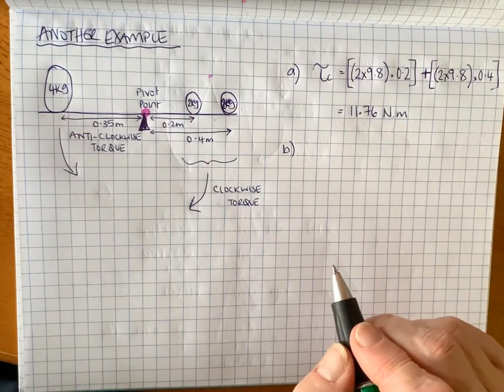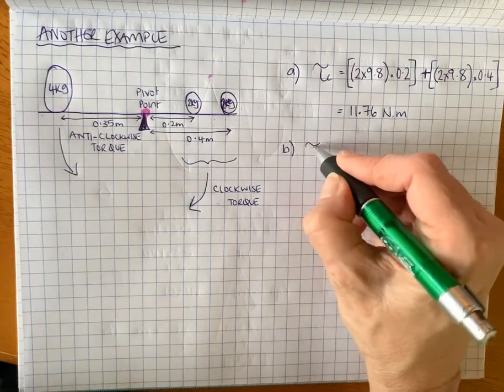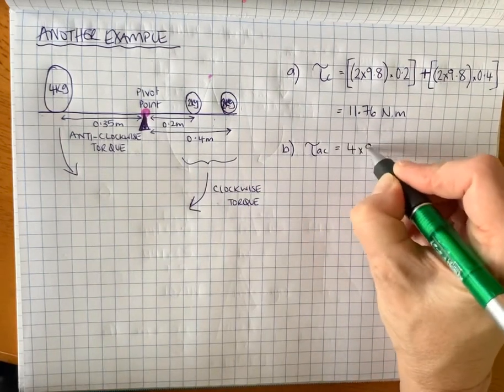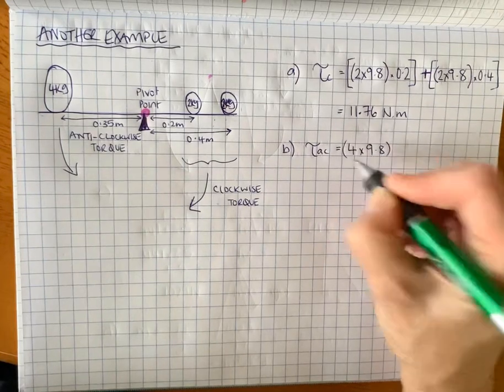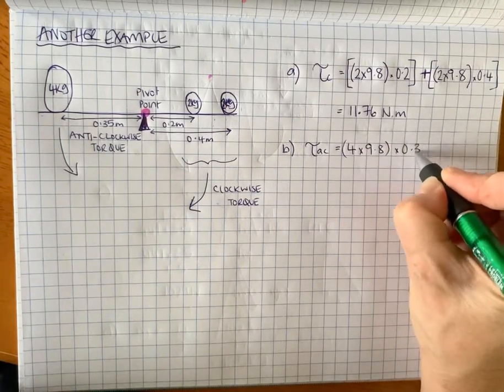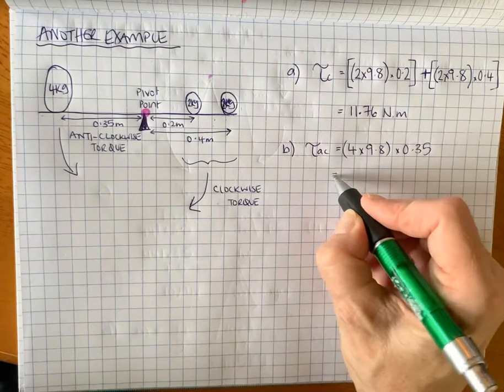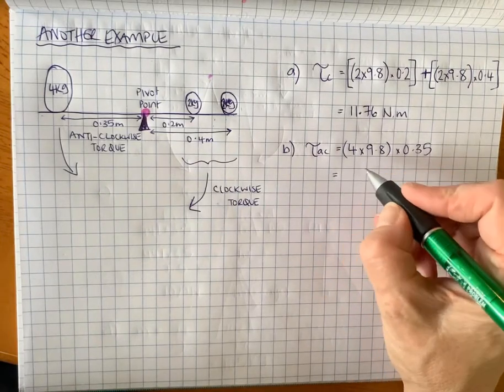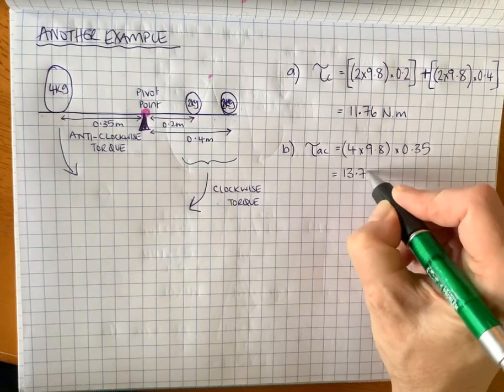So part B says calculate the total anti-clockwise torque. So that is your 4 times 9.8 to turn it into a weight force, times 0.35. And that is equal to 13.72 Newton metres.